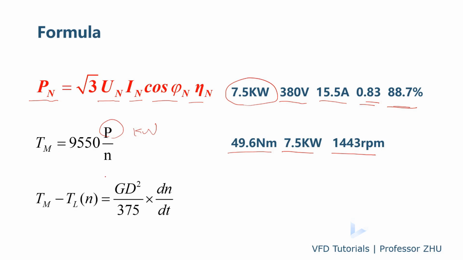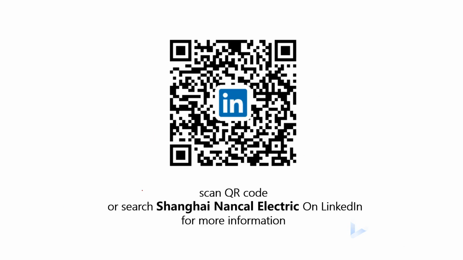And this is what we call the acceleration formula for motor acceleration. For example, Tm is the motor torque, magnetic torque. TL is the load torque. And n is the speed, rotation speed. This is the rate of speed change. GD square is the moment of inertia of the motor and the load, the whole moment of the driving system, mechanical system.